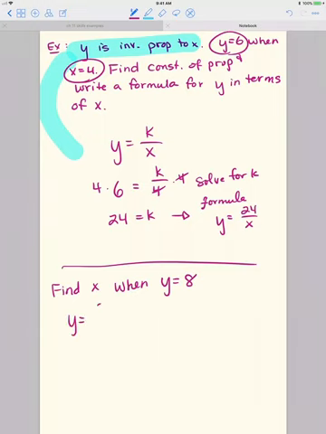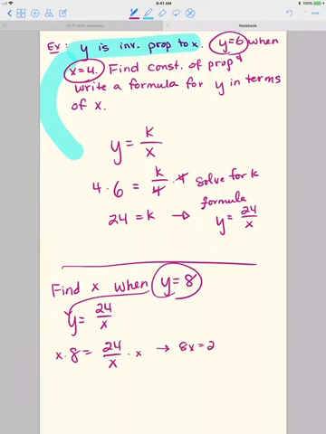So we'll take the formula that we found, our 24 over x, and plug in what we're given. This time we're given y. So that'll be 8 equals 24 over x. So you can go through and be like, oh, 24 divided by what is x? But if you're not that great at that, do the algebra: multiply both sides by x, and you get 8x equals 24, then divide both sides by 8, and you'll get that that value is in fact 3.